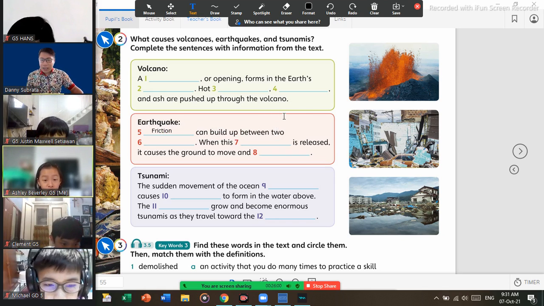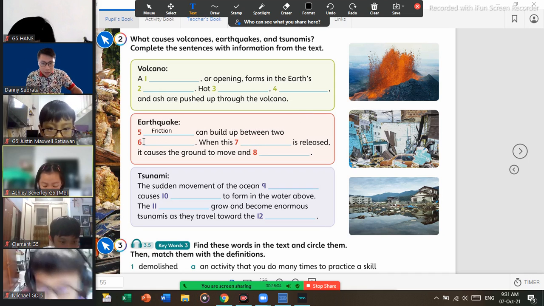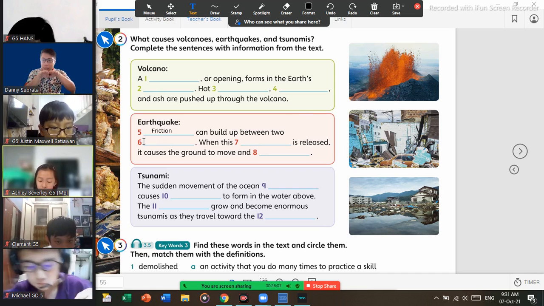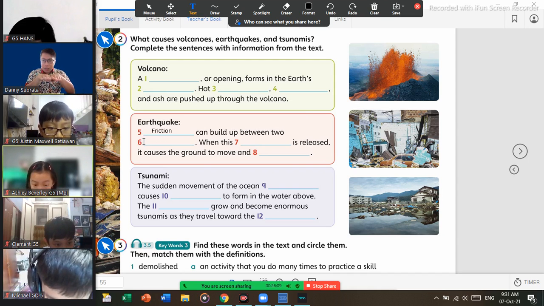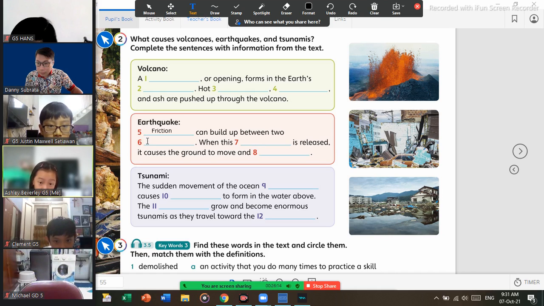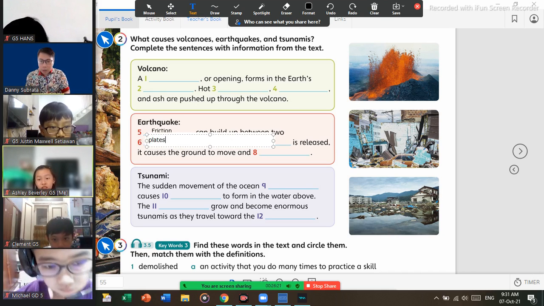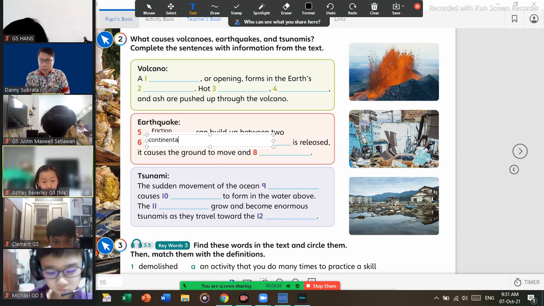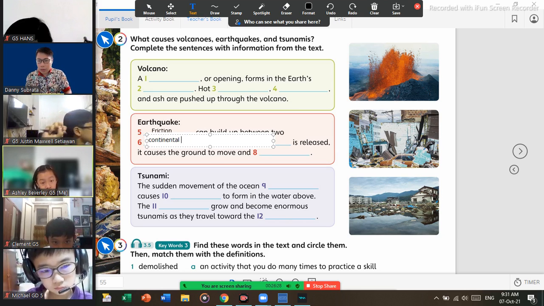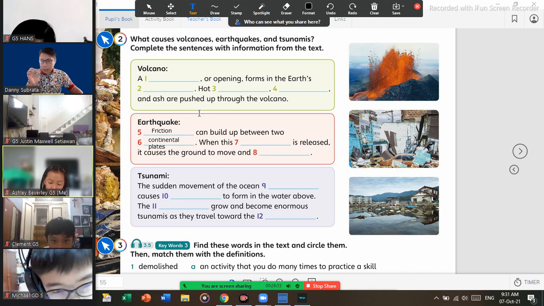Friction can build up between two things, because we're talking about an earthquake, that means there are two things that climb together, and then they plates. Plates, or continental plates. I will put the full one: continental plates. Okay, so number 6 is continental plates.